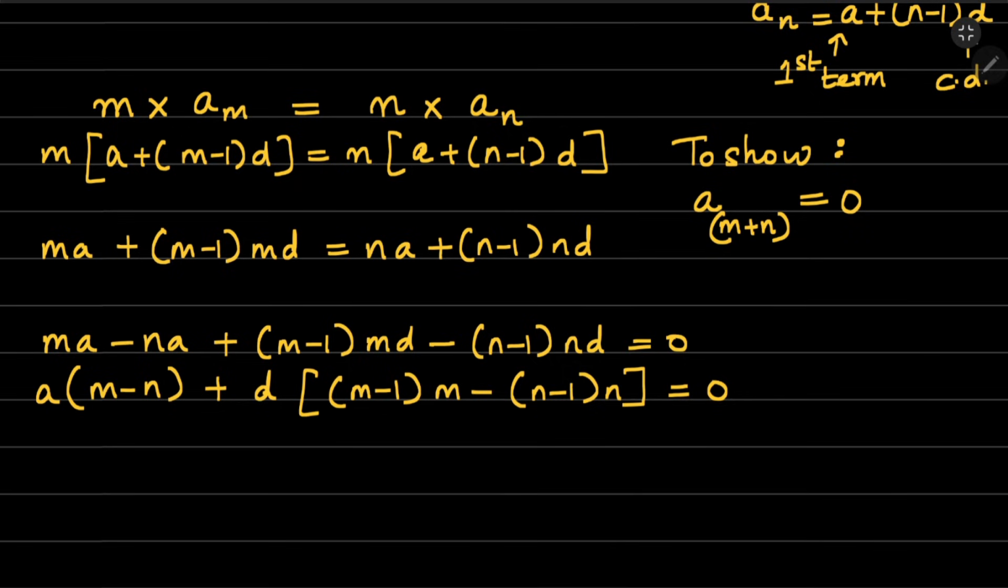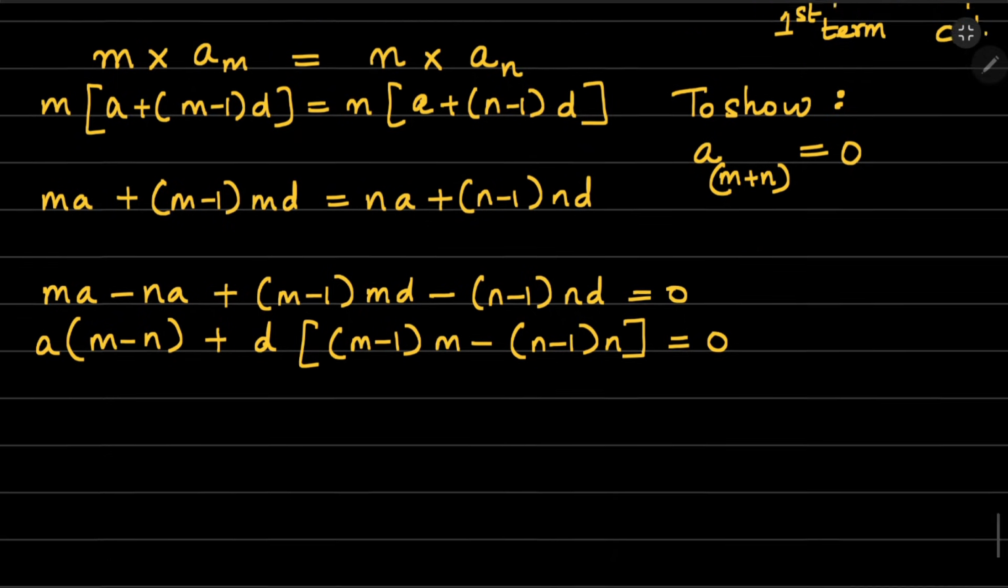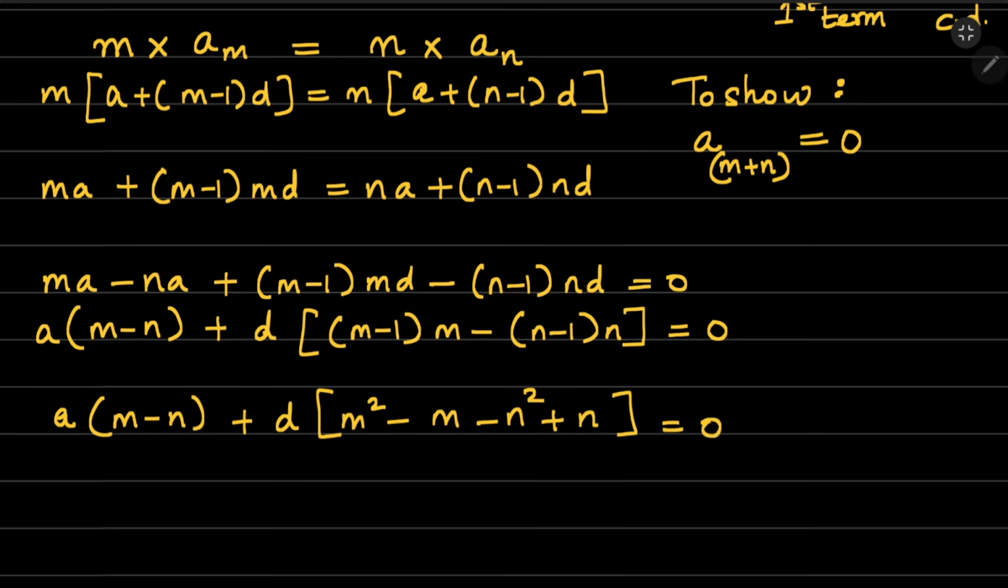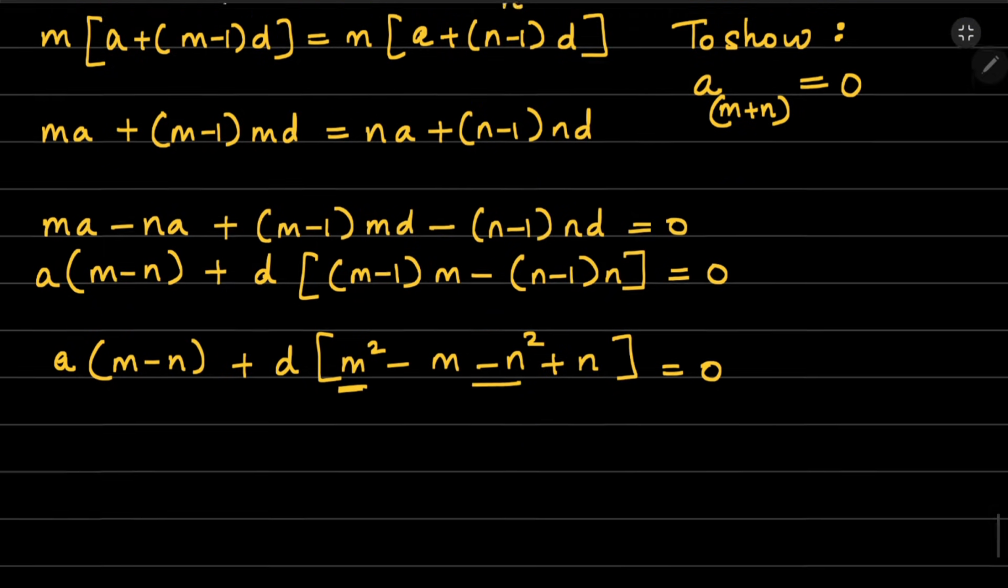So I've just taken all the terms to one side and I'm taking A and D common. Now, A multiplied by (m minus 1) will remain the same, plus D multiplied by, now let's solve what's inside the square bracket within D. So this is m square minus m minus n, minus into minus is plus, minus n square plus n, equal to 0. Okay, so you have got this m square minus n square.